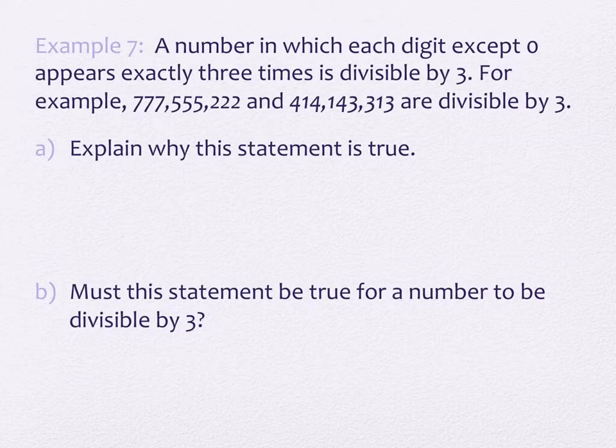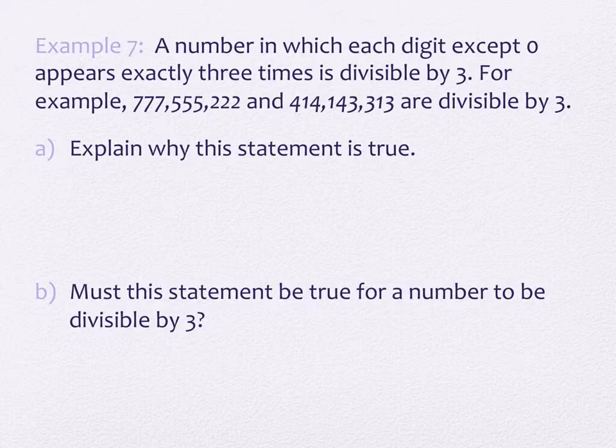All right, I think this is our last one. Yeah, it is. This is a cute one. A number in which each digit except 0 appears exactly 3 times is divisible by 3. For example, 777,555,222, 414,143,313 are both divisible by 3.